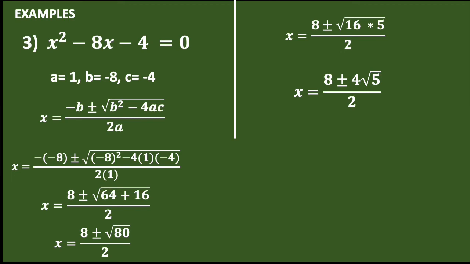Our equation now is x is equal to 8, plus or minus 4 square root of 5, all over 2. If you will notice, we have a common factor in 8, 4, and 2. And that is 2. Let us now simplify. Let us divide 8 by 2, and that is 4. 4 divided by 2, and that is 2. And 2 divided by 2 is 1. We will not write 1 anymore, because any number divided by 1, the answer is the number.